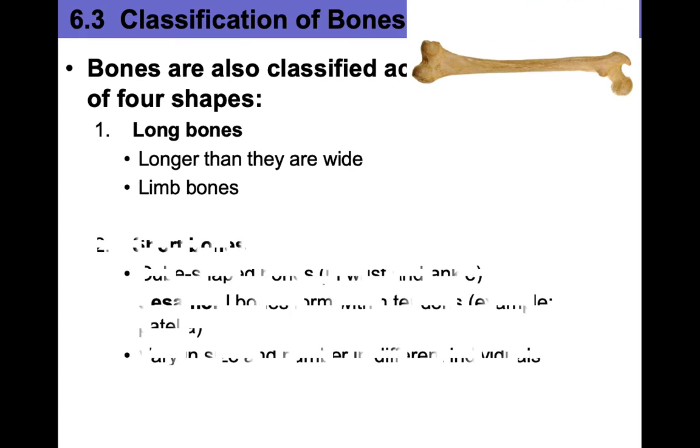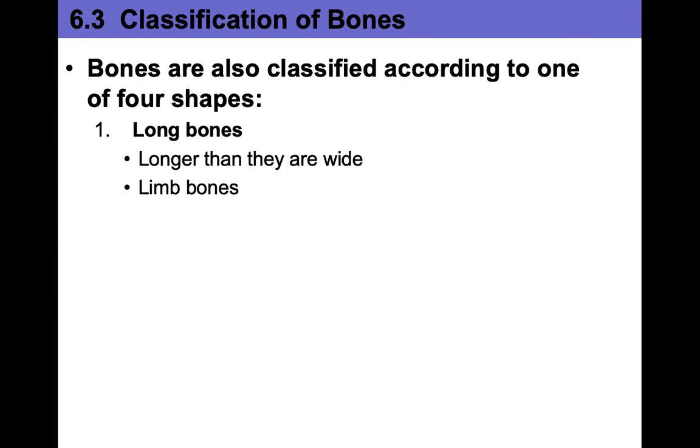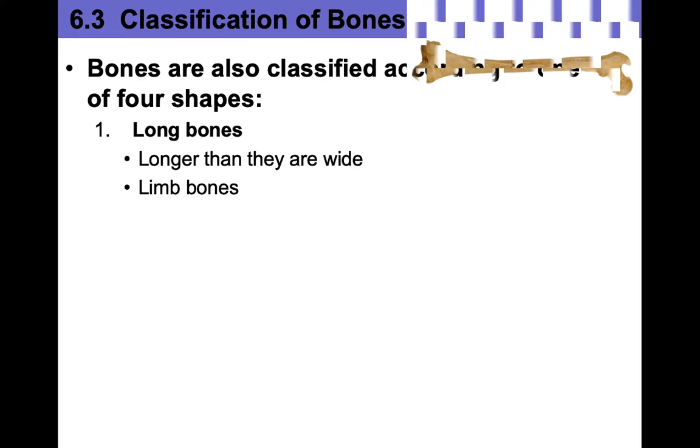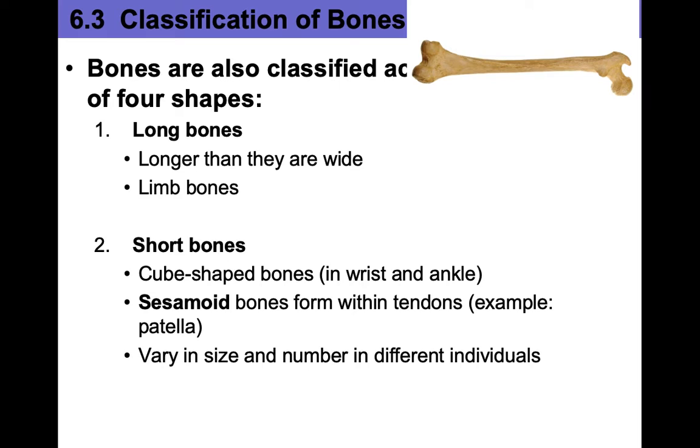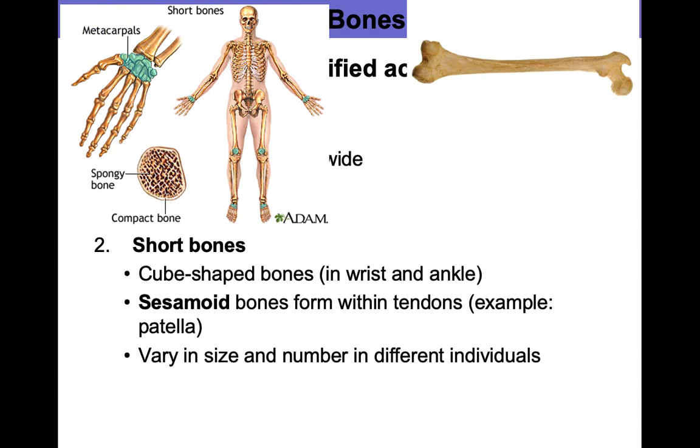Classifications of bones. 4 major shapes we have. We have long bones, longer than they are wide. Limb bones, most of them. This is an example. Short bones, cube-shaped bones in the wrist and ankle. Sesamoid bones form within tendons. Example, patella. They vary in size and number in different individuals. So long bones, short bones. Here's an example: metacarpals, short bones, also the patella in your knee.